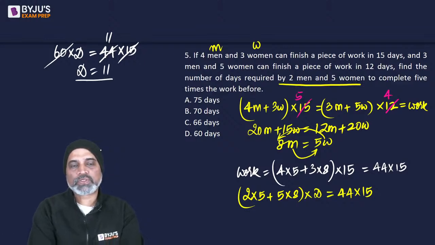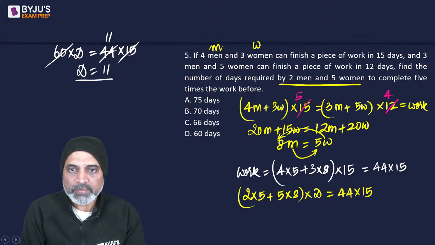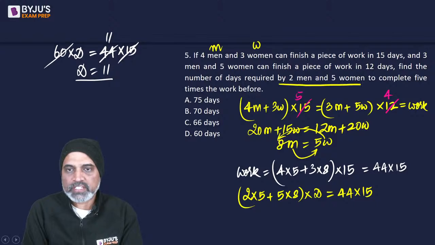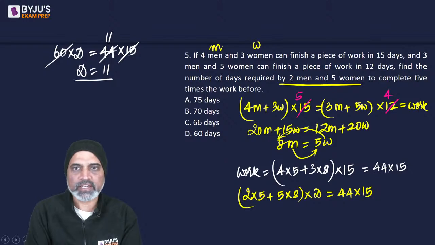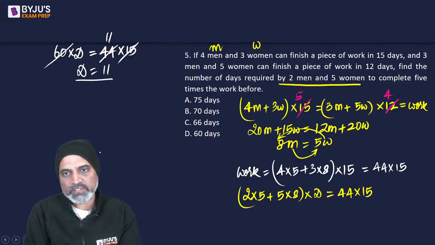Now, let me just verify again if there is any mistake. 15 and 12, 3 and 5, 4 and 3, 20 and 15, 12 and 20. This is 8m, that is 5 women. Man is 5, woman is 8. Man is 5, woman is 8. So this is 20 plus 24, 44 into 15.